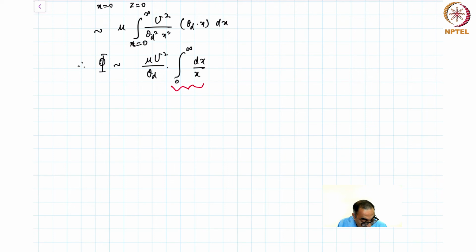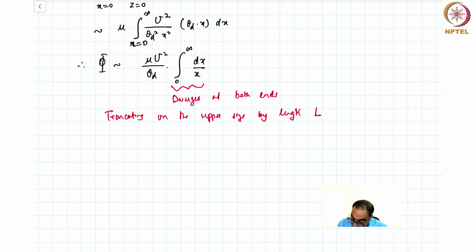Now this integral that we have here, we have to truncate because it diverges at both ends. So we'll have to truncate this integral as follows. Truncating on the upper side by length L, and this length L, say, is the size of the drop.